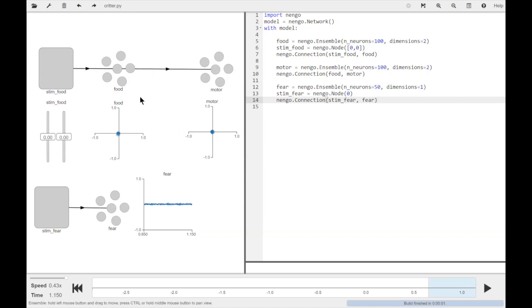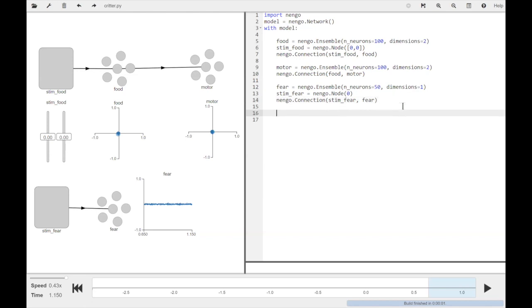And you can think of what I just said, if fear is greater than 0, then motor should be 0, and if fear is less than 0, then motor should be whatever food is. You can actually write that as a function. But it's a function of 3 variables: the level of fear and the XY value of the food. What do I mean? If I have another group of neurons called, I don't know, do food.